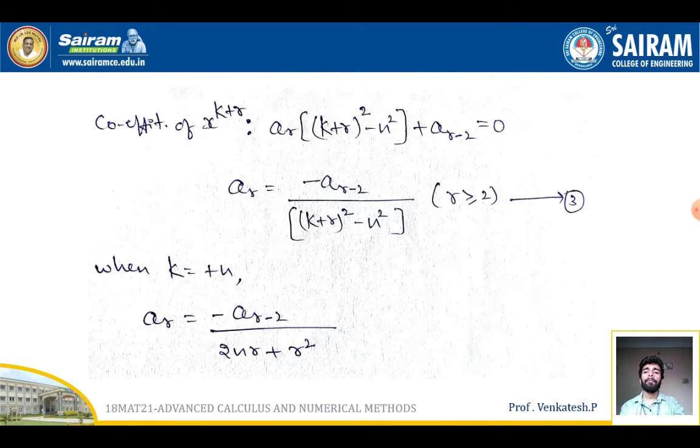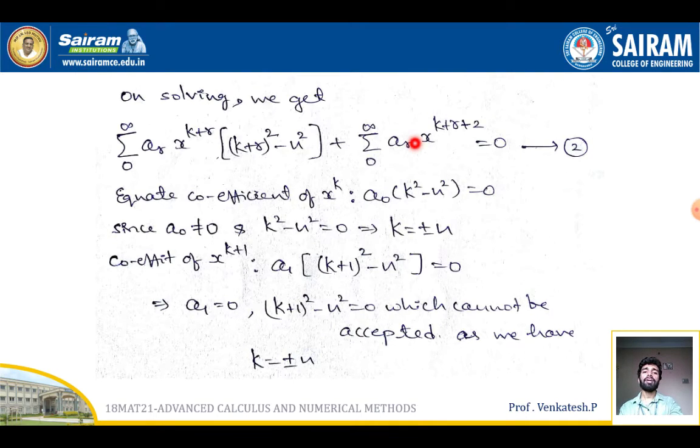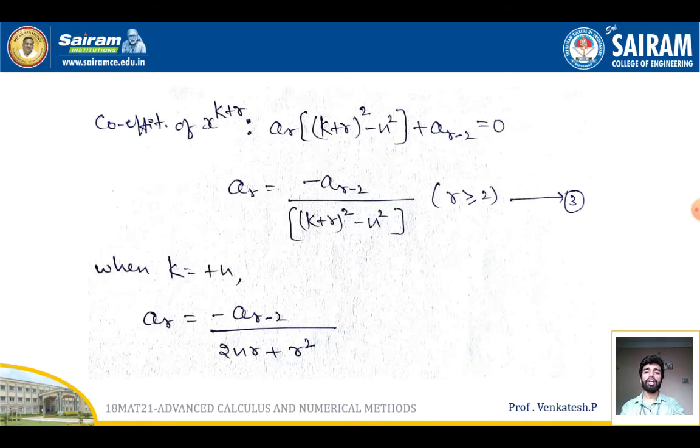So now I'm going to equate the x power k plus r coefficients to 0. To get the x power k plus r coefficient, I'm going to convert this x power k plus r plus 2 in terms of x power k plus r. By replacing r with r minus 2, I'll get x power k plus r here. So I can equate the coefficient of x power k plus r now. So I will get ar into (k plus r) whole square minus n square, plus a(r minus 2), will be equal to 0. So ar will be equal to minus a(r minus 2) by (k plus r) whole square minus n square, with the condition r is greater than or equal to 2 only.